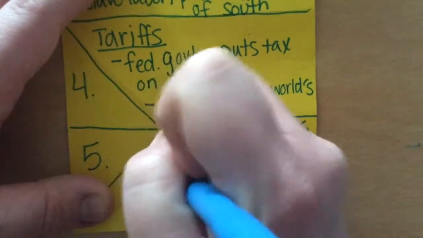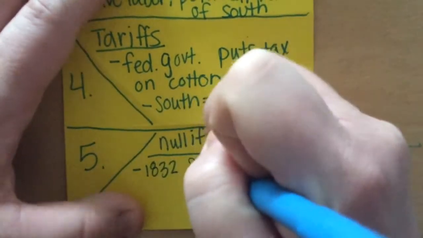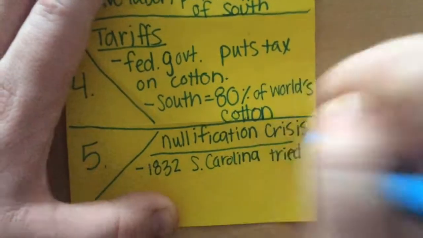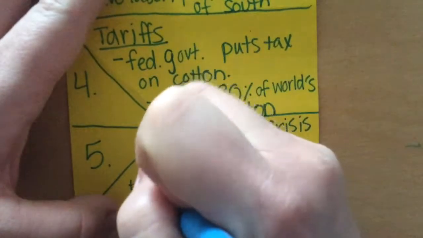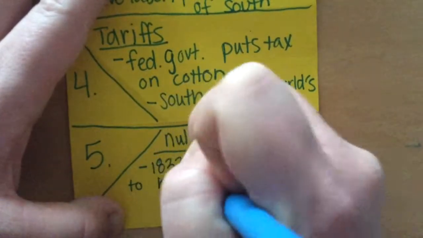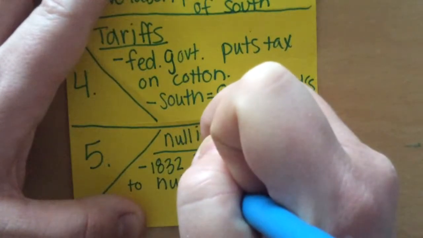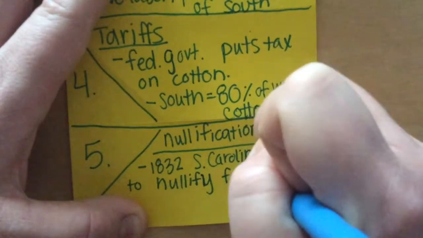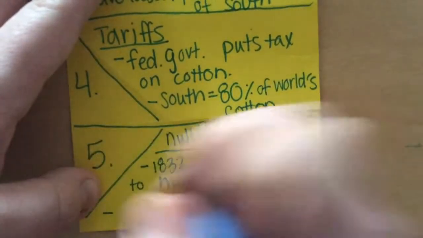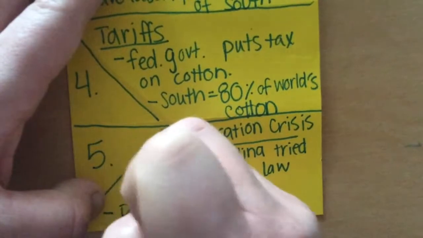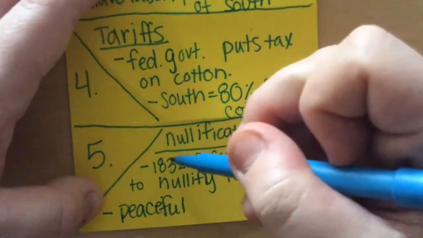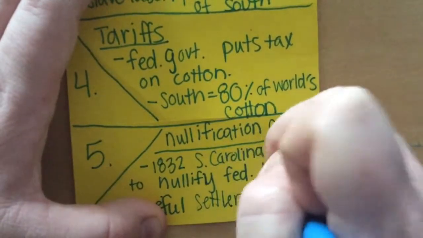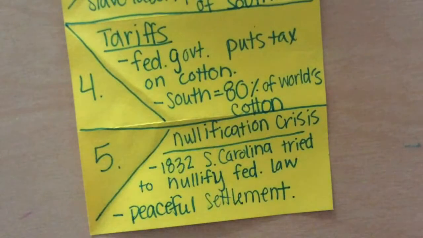But in 1832, South Carolina tries to ignore a federal law. They try to nullify it. That means void it. They try to pretend like it wasn't a law. Nullify a federal law. Okay, and then this was peacefully settled. But we see here that even in 1832, we have some problems with the states versus the federal government.